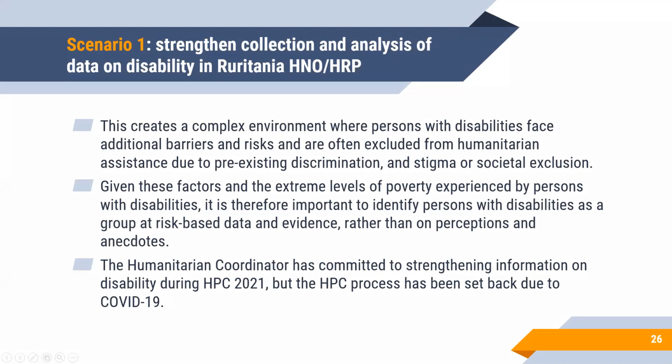So this creates a really complex environment where persons with disabilities face a lot of additional barriers and risks. We imagine they're very often excluded from humanitarian assistance due to pre-existing discrimination that might exist, stigma, societal exclusion, and so on. And given these factors and the extreme levels of poverty that we're still seeing experienced by persons with disabilities, it's really important for us as humanitarian actors to identify persons with disabilities as a high-risk group based on data and evidence, rather than just sort of assuming what the situation is or coming up with anecdotal evidence.